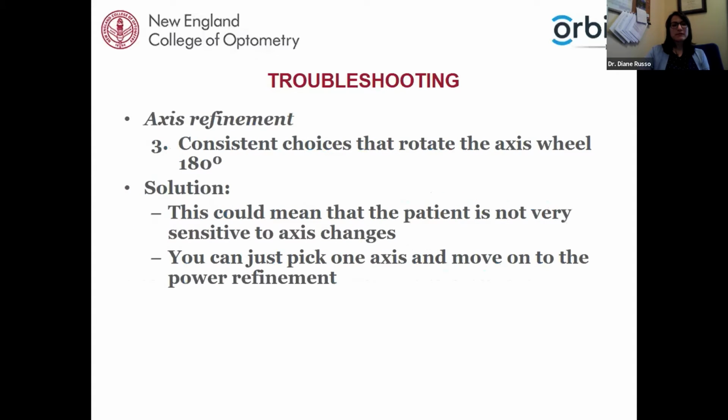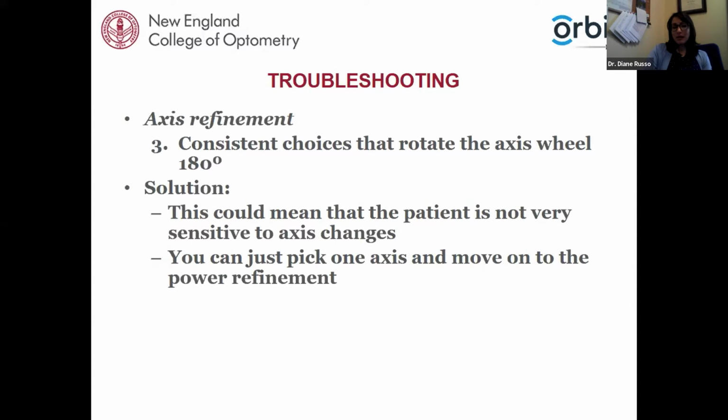And then finally, for axis refinement, sometimes the patient may just be giving you consistent choices that keep rotating the axis wheel. So they're just taking you around and around. They're not clearly preferring one axis or even one small range of axis. And this is something I've noticed my students in clinic losing a lot of time on because they're letting the patient take them around and around, and you lose a lot of time in that case.